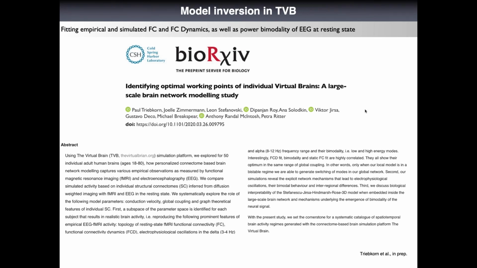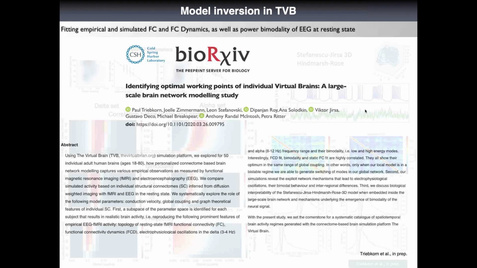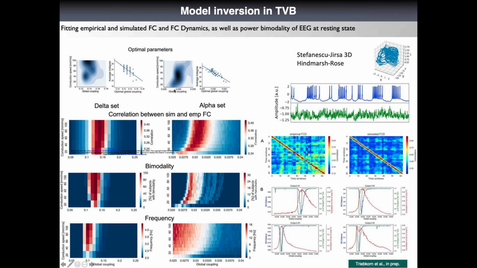In another case, which is very similar, here the authors managed to capture more than the functional connectivity: additional characteristics, the functional connectivity dynamics, which is the changes in time of functional connectivity, as well as the bimodality in the power of EEG at resting state. They did a similar thing. They varied two parameters, the global coupling and the conduction speed. And they did that by tuning the oscillators. By the way, here they actually used the Stefanescu-Jirsa 3D model.